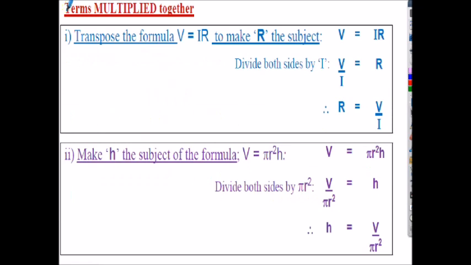So here are some examples where the terms are multiplied together. In example 1 here, we're asked to transpose the formula V is equal to IR. Don't forget the I is multiplying the R there. If there's no symbol between the variables, then we assume multiplication, so that's I multiplied by R on the right hand side there. And we're asked to make R the subject of the equation.